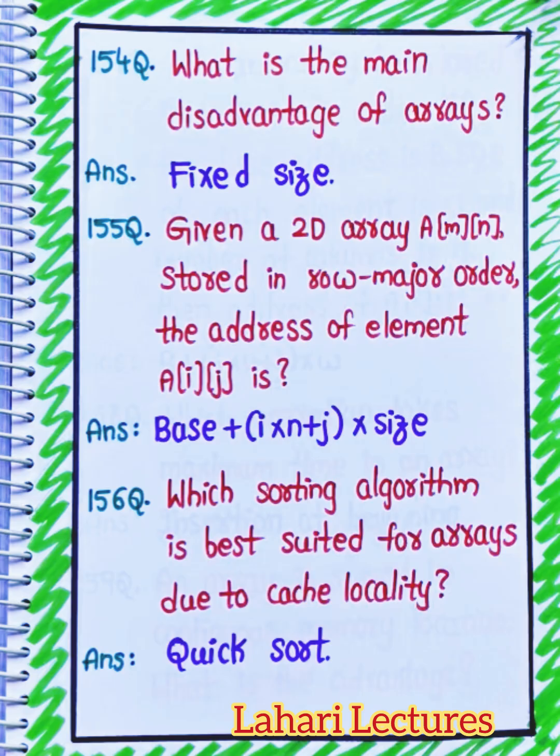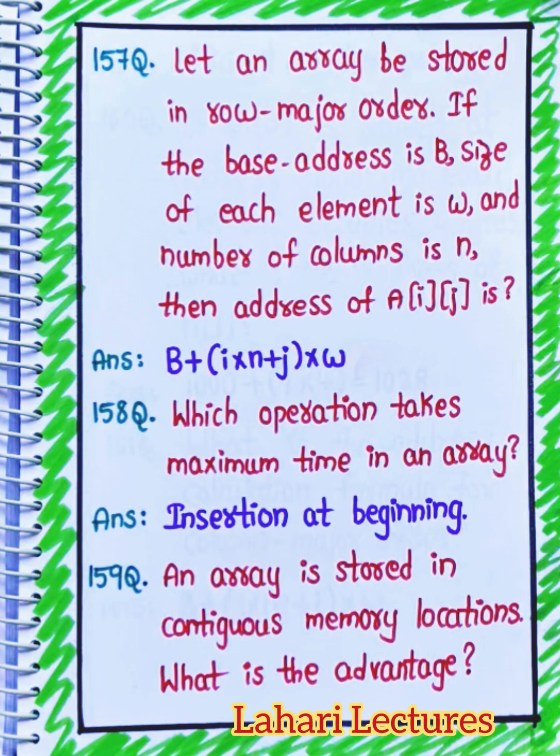of element A[i][j] is base plus i into n plus j into size. Which sorting algorithm is best suited for arrays due to cache locality? Quick sort. Let an array be stored in row major order. If the base address is b, size of each element is w, and number of columns is n, then address of A[i][j] is b plus i into n plus j into w.